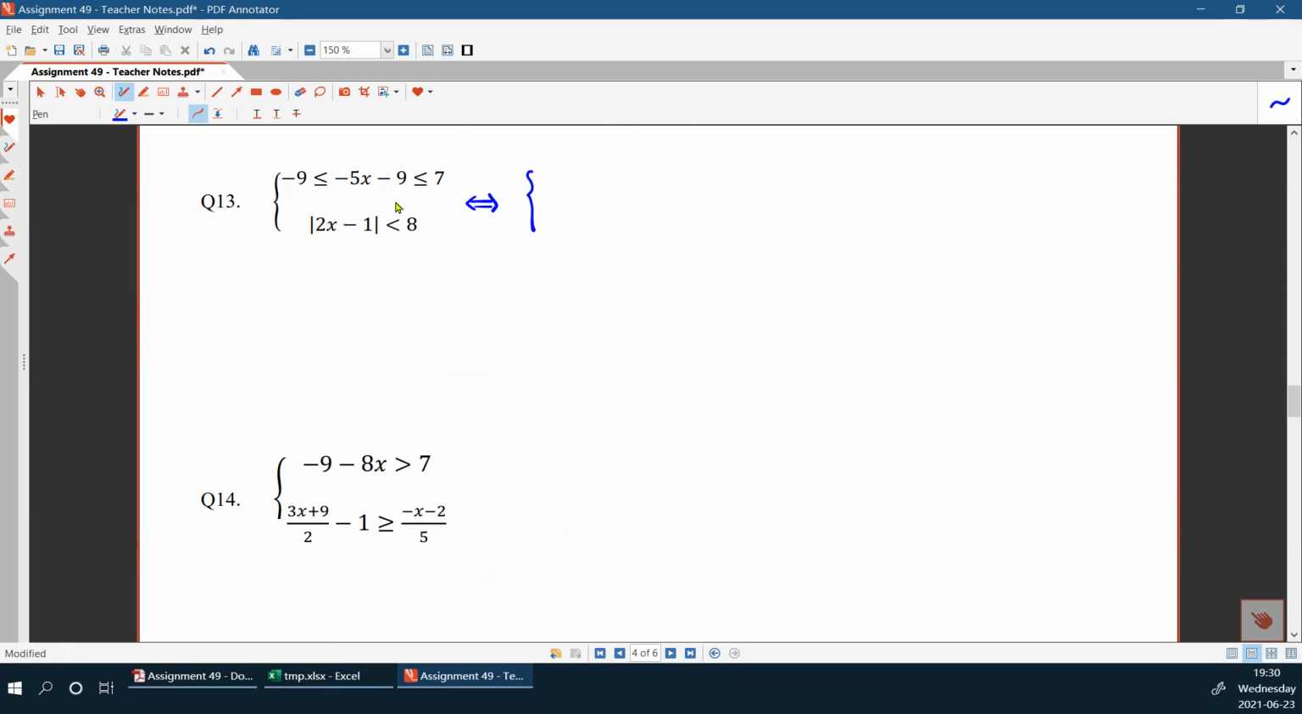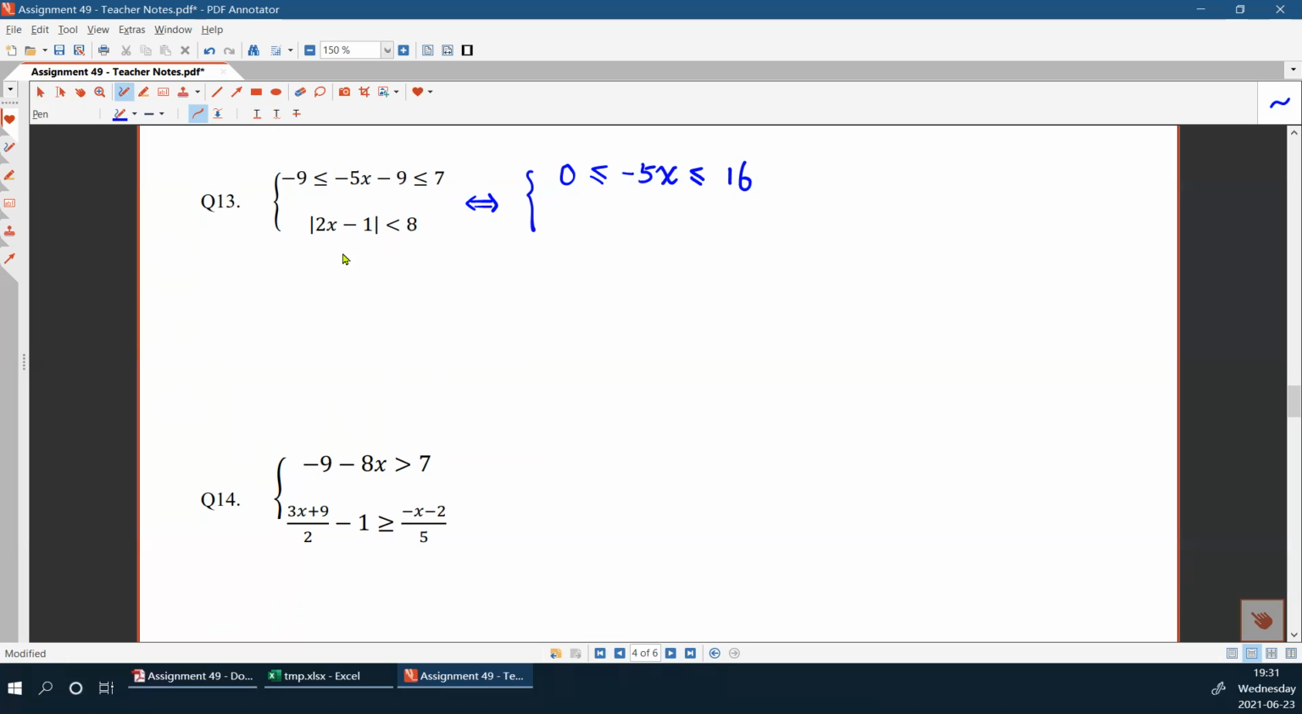We need to solve them one by one, right? The first one, we can add a 9 to both sides. This will give us 0 less than or equal to minus 5x less than or equal to 7 plus 9, which is 16. Okay, second, the absolute value of a number is less than 8.